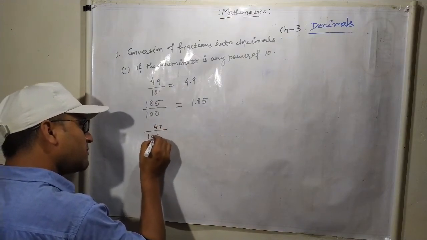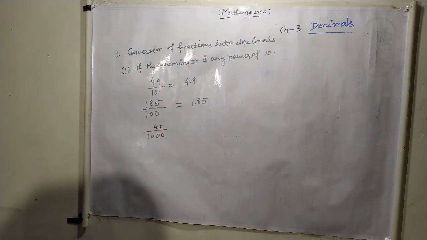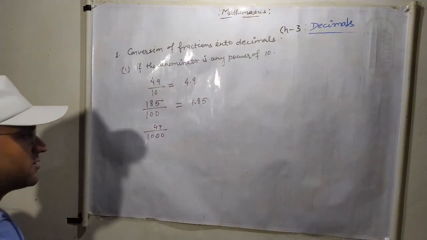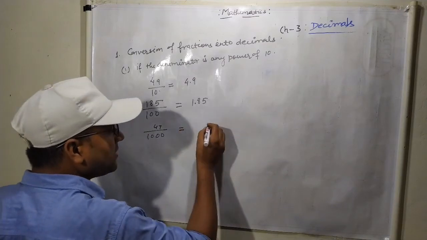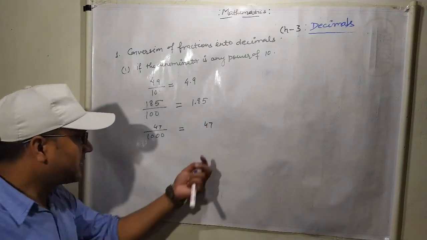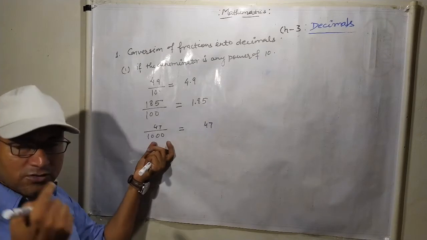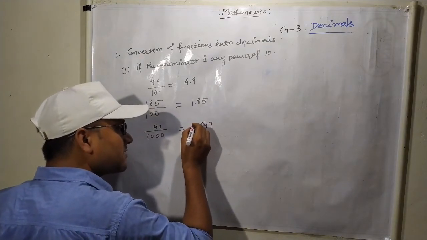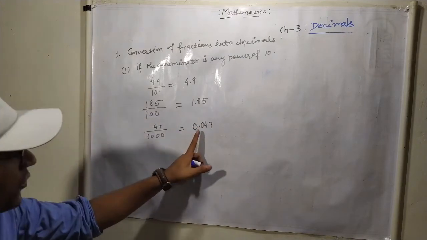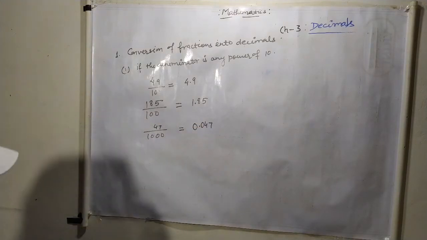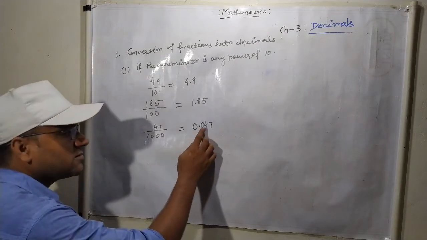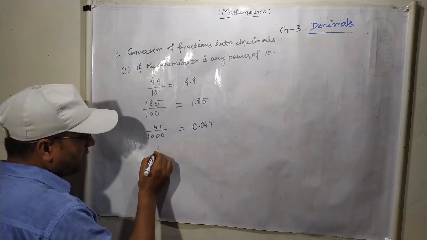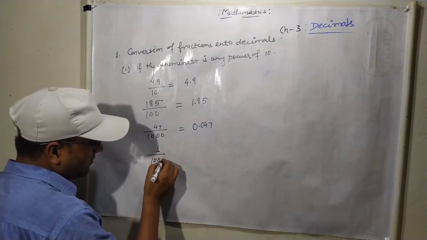47 upon 1000. Here there are three 0s, but in the numerator only two digits are there. How will you change it into a decimal? Write this 47. There are only two digits. Here are three 0s, so we want three digits. So put one more 0, then put the point. You will get 0.047. Your answer is 0.047.